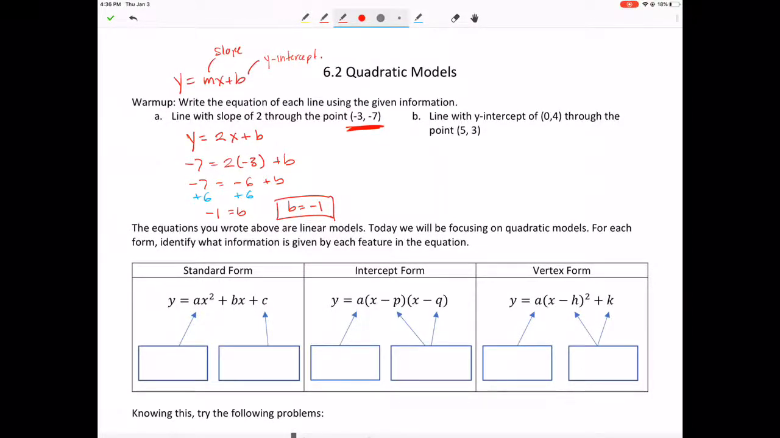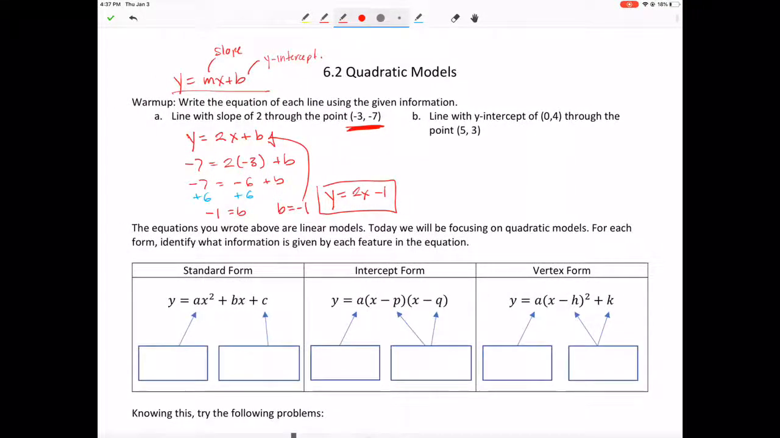Now that we have b, we're not finished, because they want us to write the equation. So b equals -1, and we plug that into our equation to give us y equals 2x minus 1. That is our equation, and it's our solution. We'll be doing this same thing, but using quadratic equations rather than linear equations.